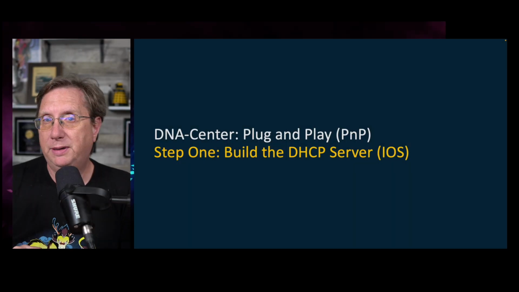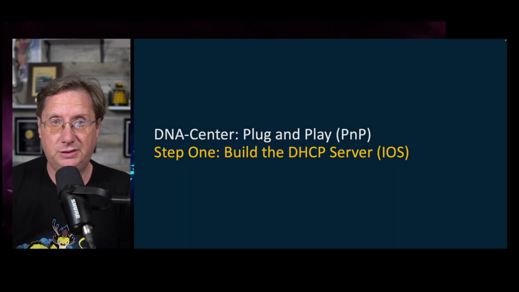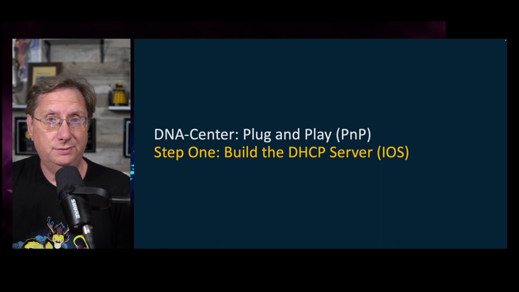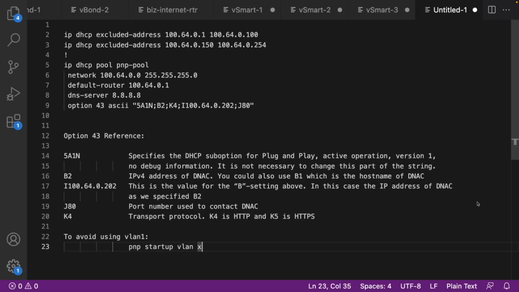Step 1 of the PnP process is to configure the DHCP server. To do that, we need to look at the configuration that's going to be applied to that device. We can see that the configuration is very simple. We are going to create an IP pool. That pool will be called PnP pool. I will be issuing the network of 100.64.0.0/24 to satisfy the requirements of my lab.